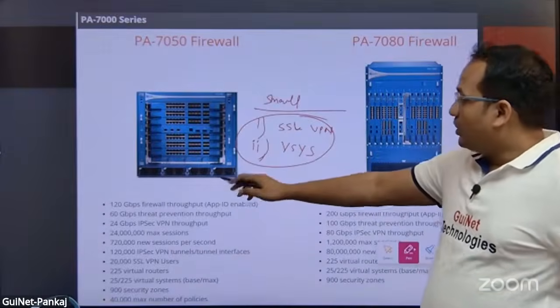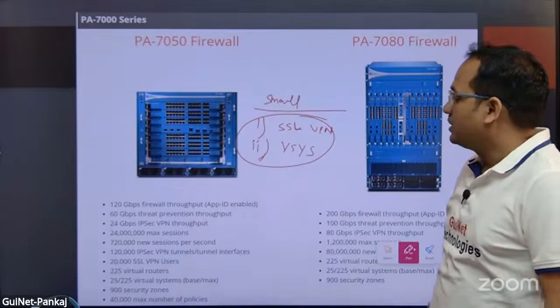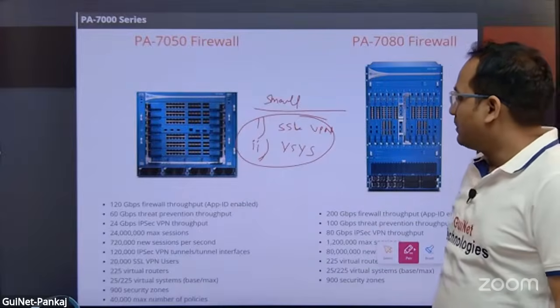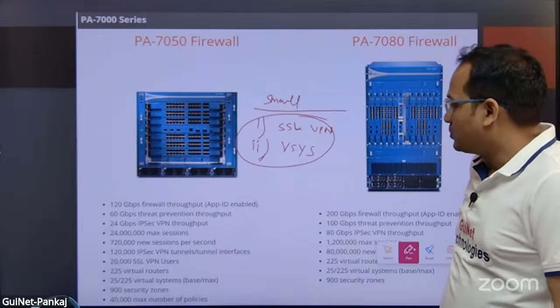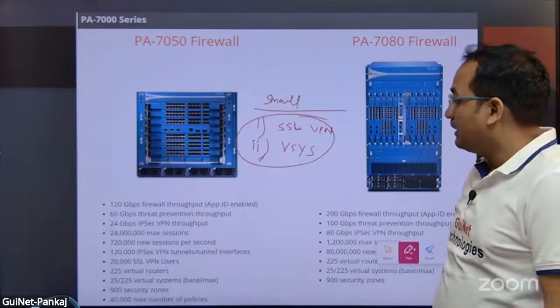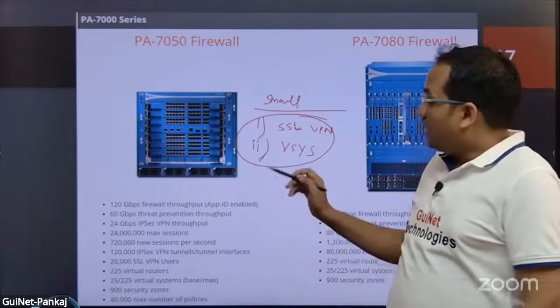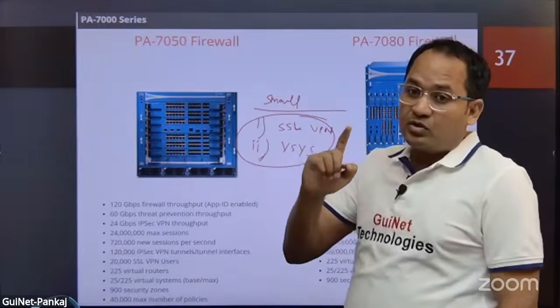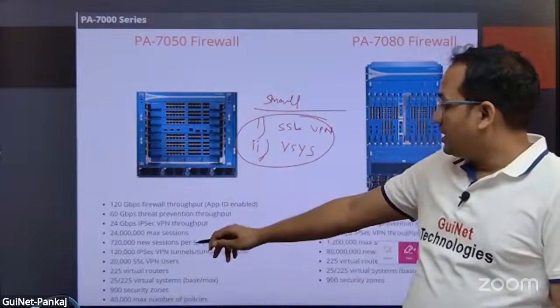So you can see now in the highest level of firewall we have, that is the 120 Gbps firewall throughput, 60 Gbps threat prevention, and almost 24 lakh maximum sessions we can create. We can create 20,000 SSL VPN users. Means by using this firewall, your 20,000 employees can work from home. That's the maximum user support.